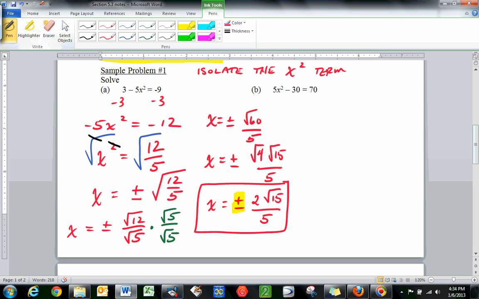If you don't write the plus or minus sign and you only write 2 times the square root of 15 over 5, you've then only given the positive version of the answer, and so you would only get half credit because you need the negative version as well to show both solutions.